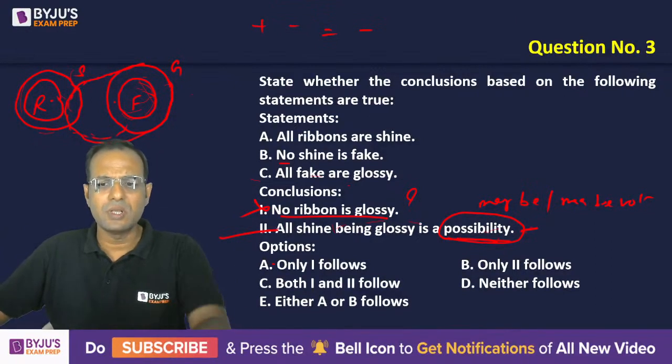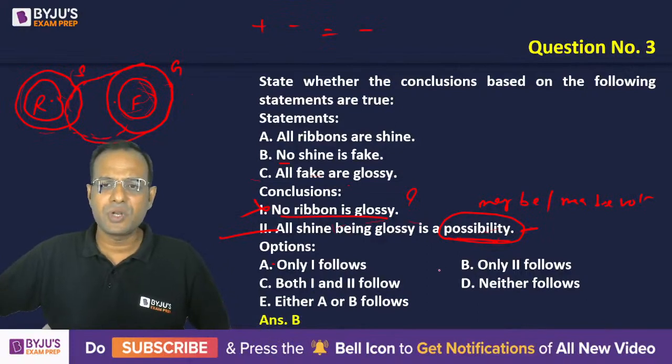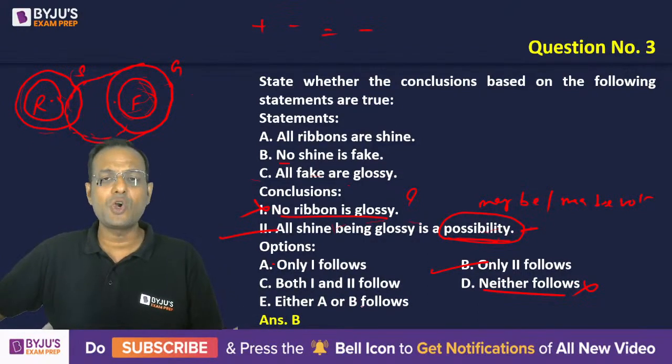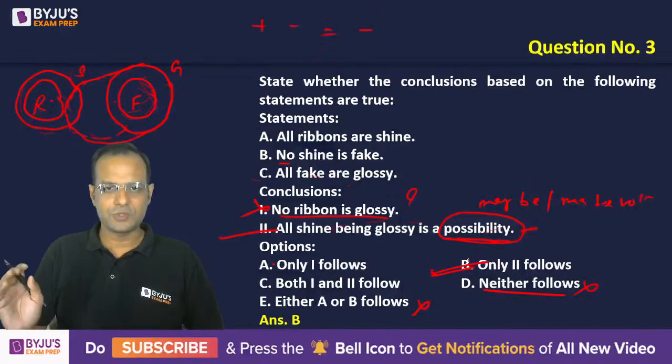Only two follows. Therefore, the answer should have been B only. Neither follows? No. Either A or B follows? No, because one of them is a possibility. So we will stick to B only. Only two follows.